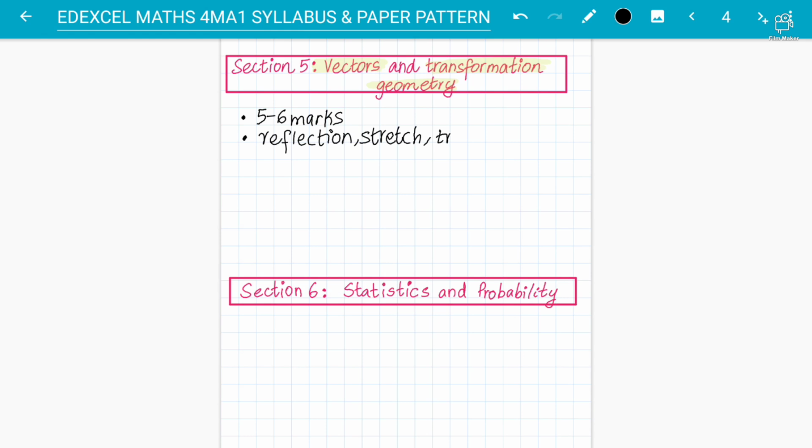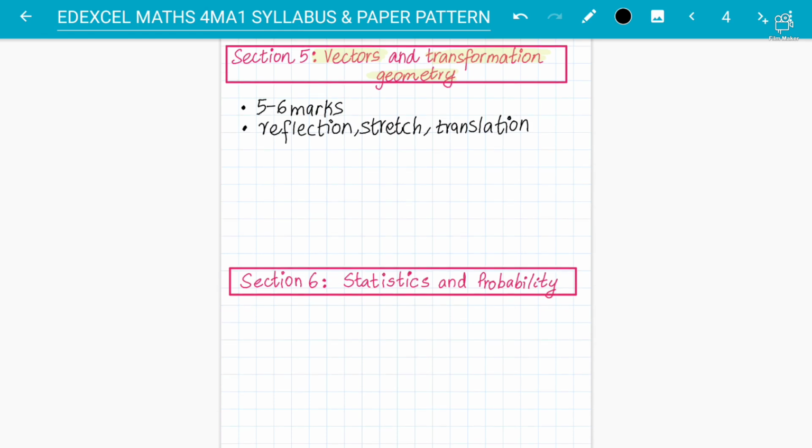Reflection, stretch, and translation need to be done thoroughly, and they might be tested with sine, cosine, tan graphs as well. It's just a summary I'm providing, that reflection, stretch, and translation are also important. That is basically called transformation geometry. And vectors can be done through proofs, there can be solving of vectors as well, and vectors, magnitude finding, scalar quantities, this can come.